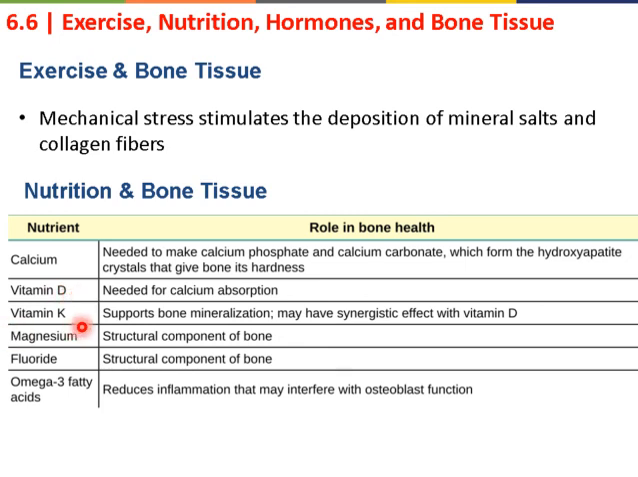Another important vitamin is vitamin K, which again helps the small intestine absorb the calcium. And we have magnesium and fluoride. Both of them are essential to build the frame of the bone, or the internal structure of the bone. And we have the omega-3 fatty acid, which reduces the inflammation and enhances the osteoblast function.